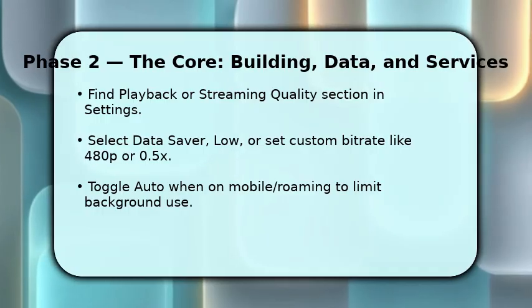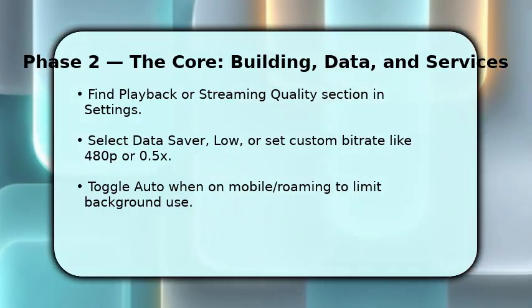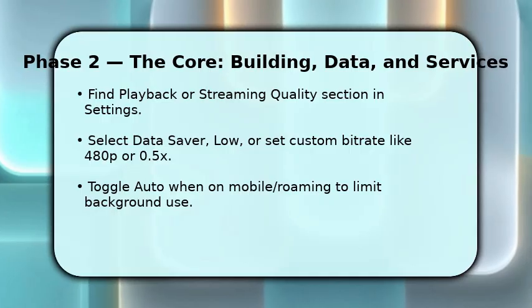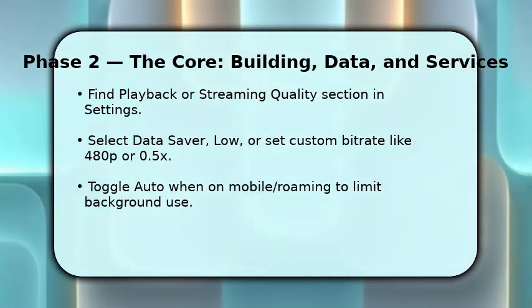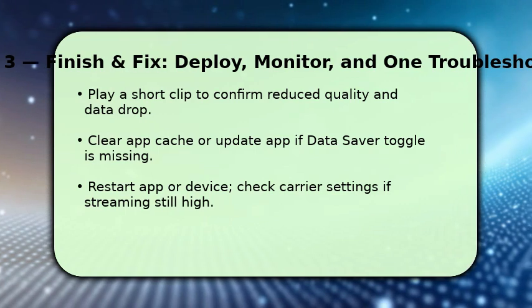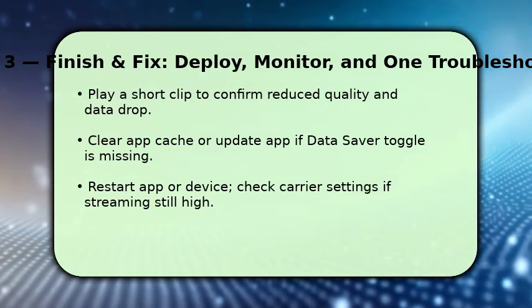Once done, enable auto for mobile networks or roaming so Hotstar automatically shifts to the lower quality when you're on the go. This balances video clarity versus data spend and helps prevent surprise overages without you checking every time. Finally, test your change by playing a short clip and watching data use drop. This verifies quality and confirms settings.